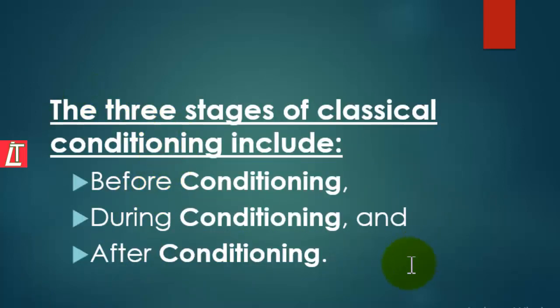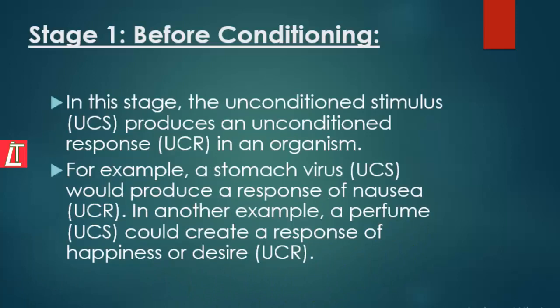The three stages of classical conditioning include before conditioning, during conditioning, and after conditioning. Stage 1. Before conditioning. In this stage, the unconditioned stimulus produces an unconditioned response in an organism. For example, a stomach virus would produce a response of nausea. In another example, a perfume could create a response of happiness or desire.